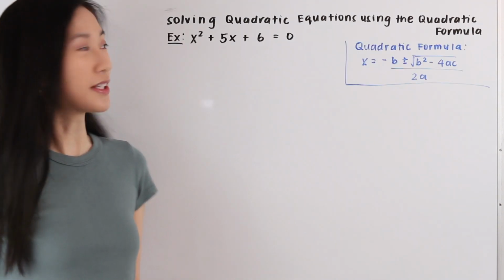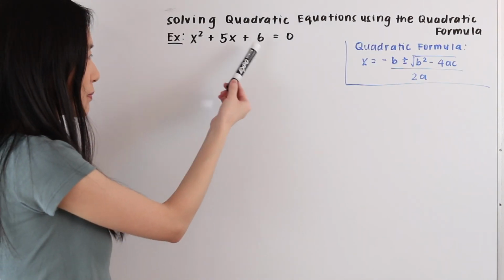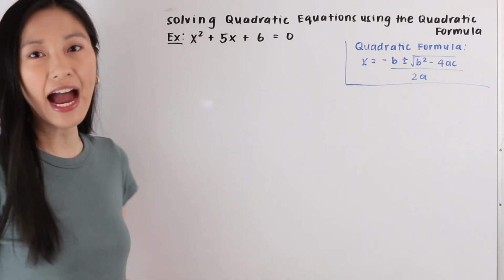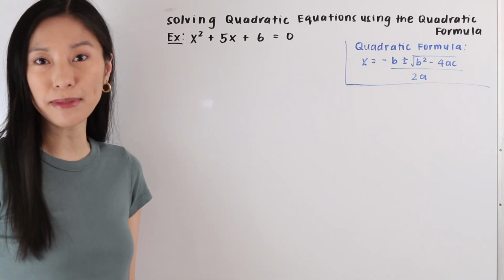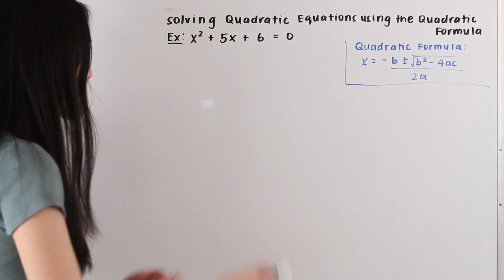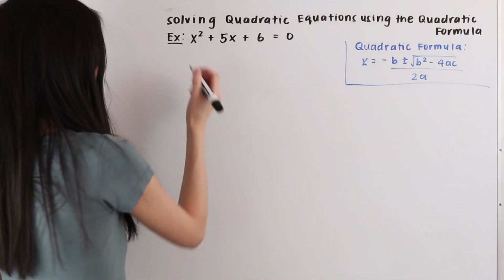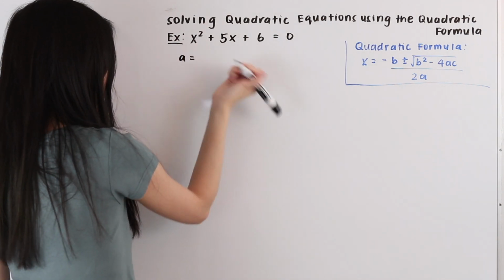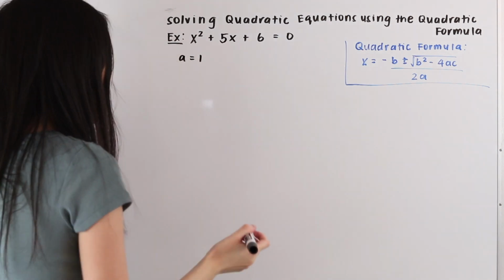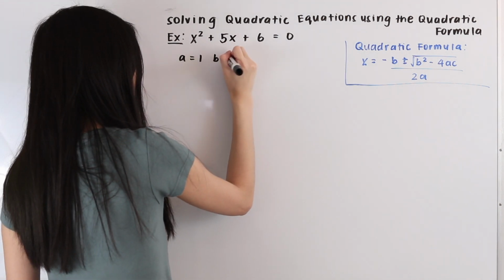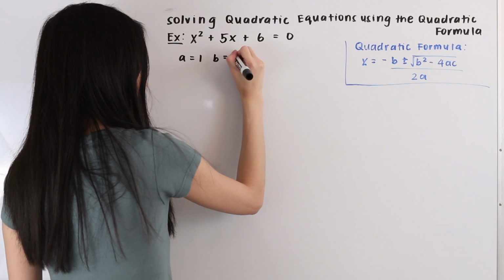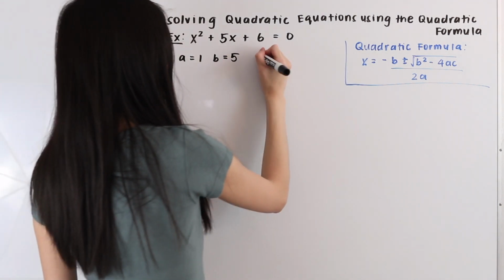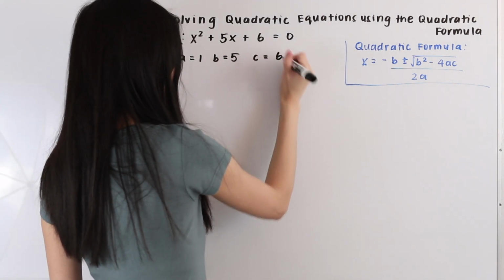So in this first example here, we have x squared plus 5x plus 6 is equal to 0. So as our first step, let's go ahead and identify what a, b, and c are equal to. So a is the coefficient corresponding to our x squared term, so here a is equal to 1. b is the coefficient corresponding to our x term, so here b is equal to 5. And c is our constant term, which is equal to 6.